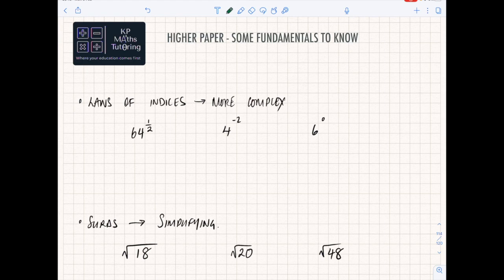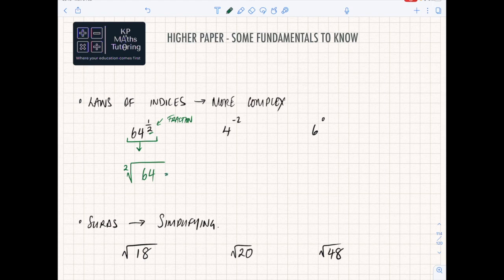So let's look at these ones though. 64 to the power of a half. If you have an indice that is a fraction, you first of all need to think about using a root sign. You put the number underneath it, and whatever the denominator is falls to the outside of the root sign. You work that bit out first, and then whatever answer you get, you use your numerator as your power.